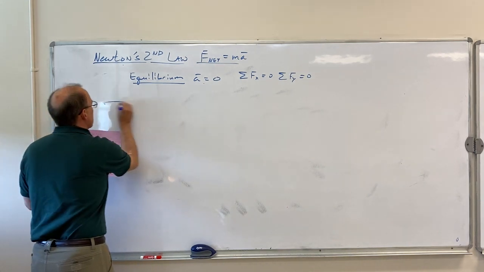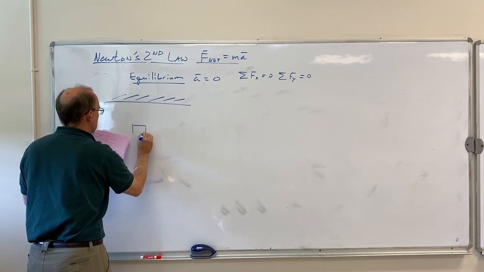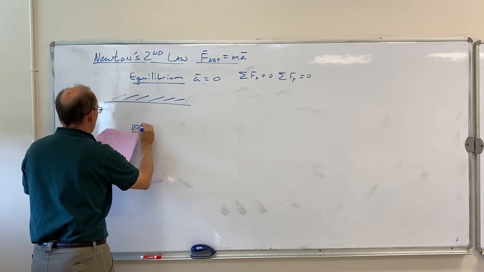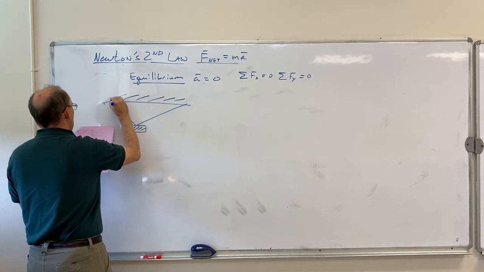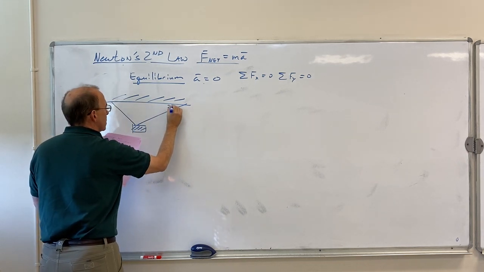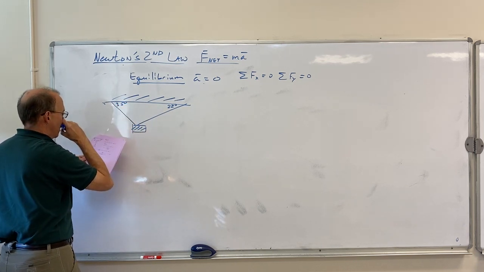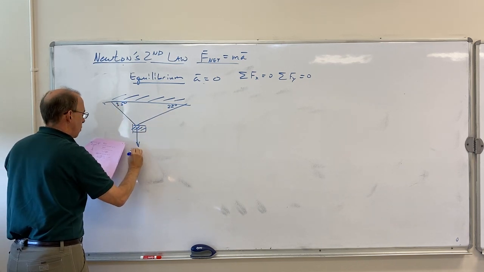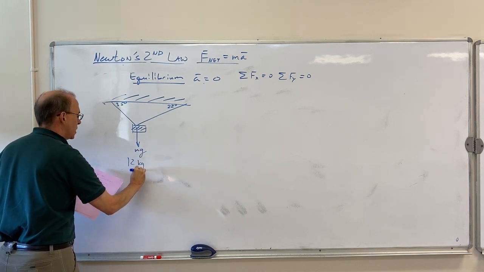So here's another case of an object in equilibrium. Got an object, just a crate, it's just hanging here. Got a cable here, a cable here. This is a 22-degree angle. This is a 35-degree angle. And it's got a weight mg. It's a 12-kilogram crate.